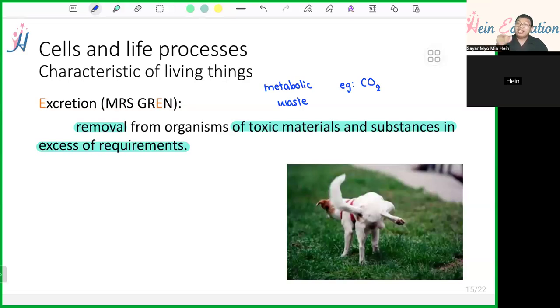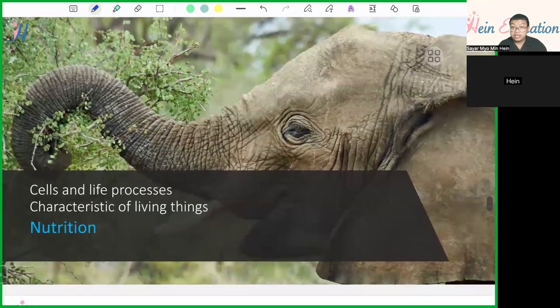Now imagine egesting. Egesting is not excretion, because egesting is the removal of undigested food. It's not a waste product. So don't make a mistake in your exam about egesting and excretion. Excretion is removal of toxic material and substances in excess of requirement, but egesting is removal of undigested food from the digestive system. So this is another characteristic of living things. And we slowly proceed towards the last characteristic of living things, which is nutrition.